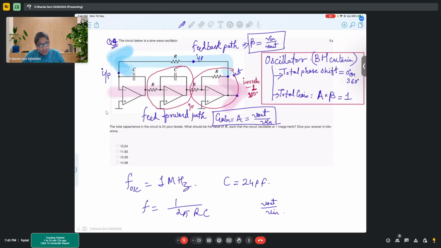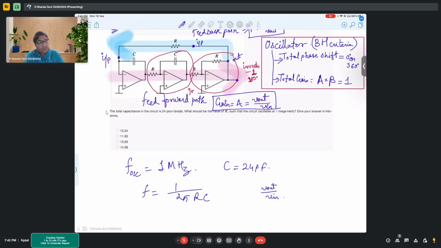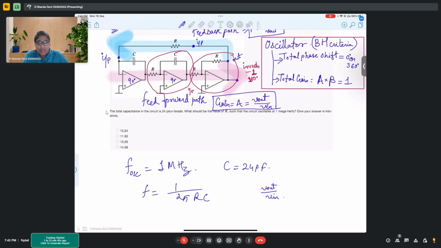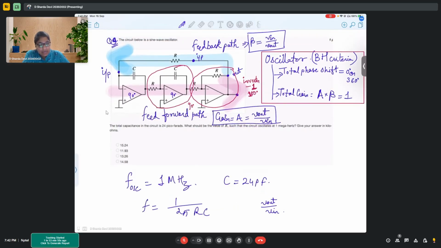Now, in this particular circuit, if this is R, this is R, this is C, this is C, I want the same 90-degree phase shift from here, and 90-degree phase shift from here. So that means my components would also match, correct?